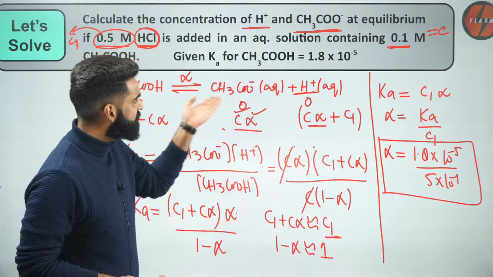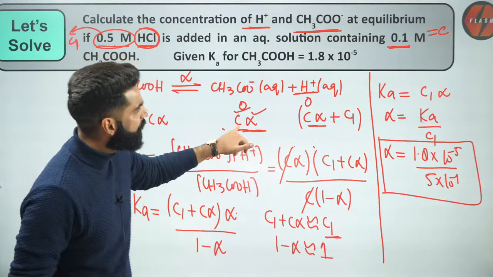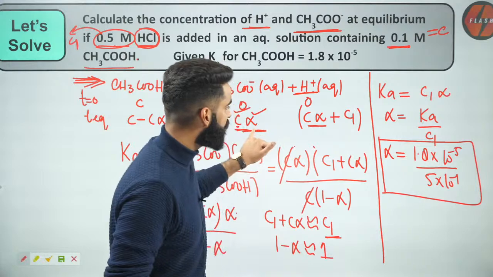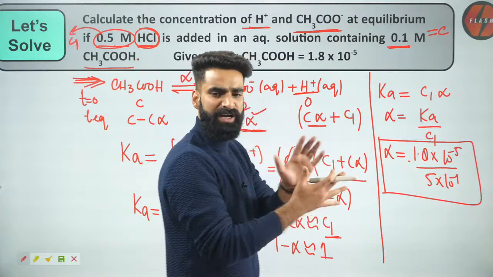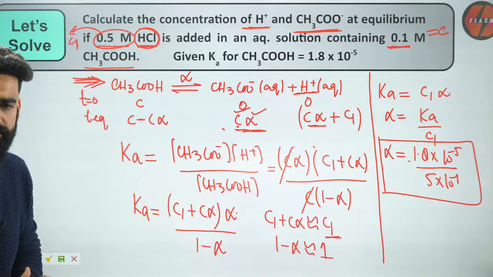Yes. Now, concentration of this CH3COO negative is equal to C alpha. C value, you know that is 0.1. Alpha value, you got from here. You just have to multiply these two. You'll get the concentration. Very, very simple it was. Okay.